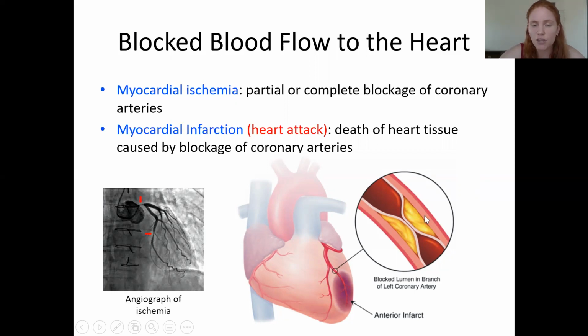And so once you block it, which is called a myocardial ischemia, that means a partial or complete blockage of the arteries, you can lead to a myocardial infarction, which is just a fancy way to say a heart attack. And what happens is because those cardiac muscle cells are not getting the oxygen and nutrients they need, they start to die. And that's how you get the myocardial infarction, the heart attack. Okay, so it just means that the heart muscle itself is not getting the blood supply that it needs.